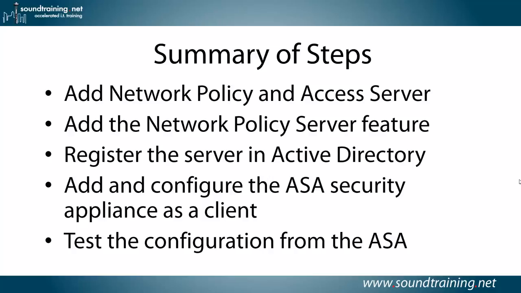Here's a summary of the steps. We're going to go into the Windows Server 2012 computer and we'll add the network policy and access server. Then we'll add the network policy server feature. We'll register the server in Active Directory. We'll add and configure the ASA security appliance as a client, and then we'll test the configuration from the ASA. So it's fairly straightforward, as these things often are.